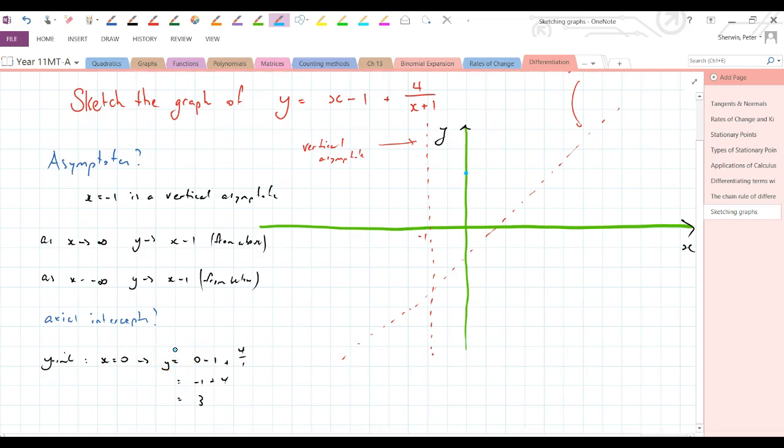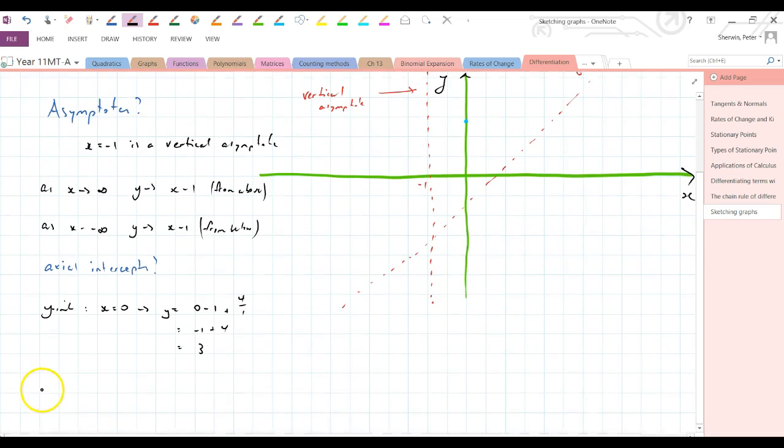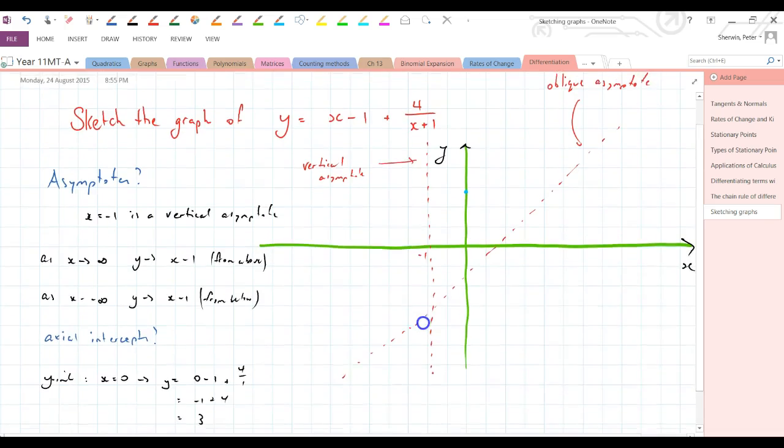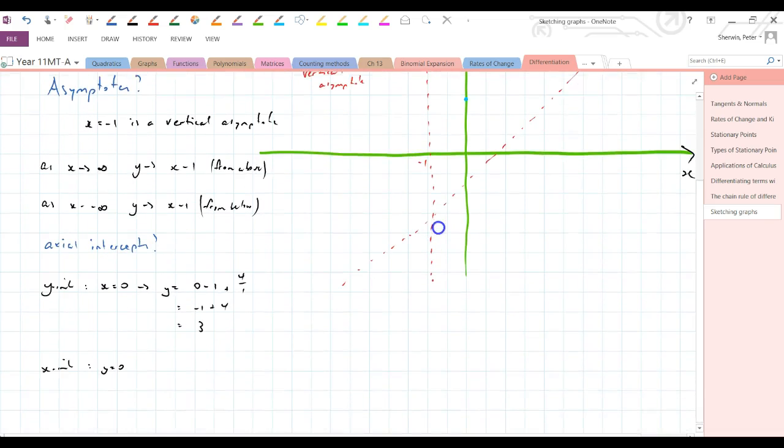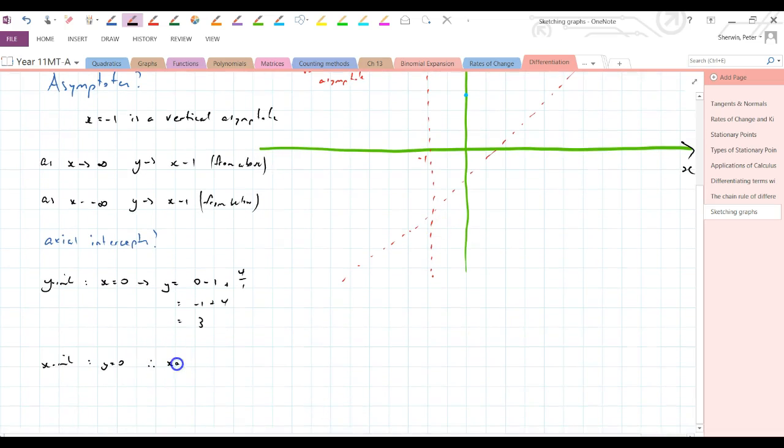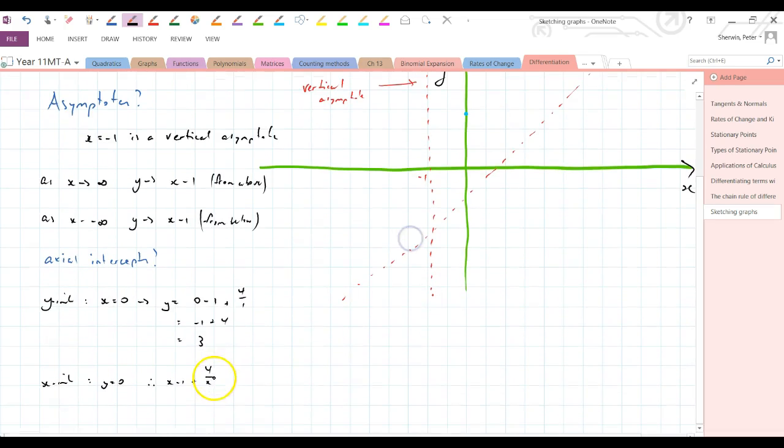When y is equal to 0, can we solve that? So if we have a look at our x-intercept, it will be when y equals 0, so that's when x minus 1 plus 4 over x plus 1 is equal to 0.